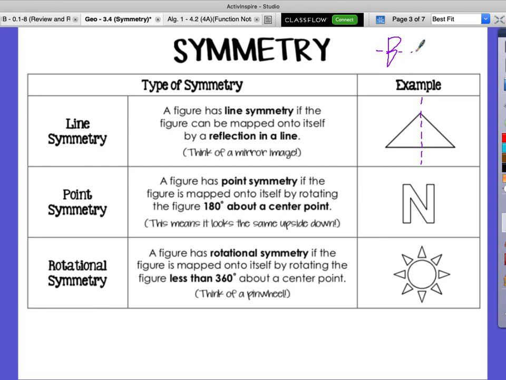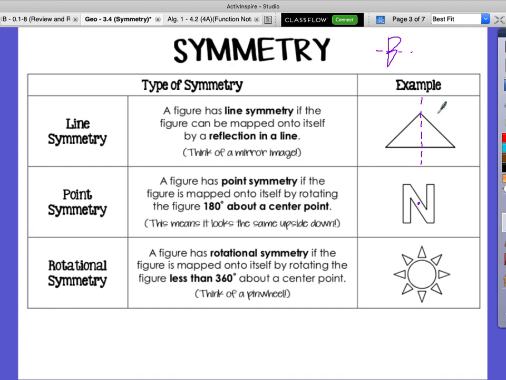Next is point symmetry. It has point symmetry if it's mapped onto itself by rotating it 180 degrees around the center point. So if you have the point in the center, and we take this end and spin it around, what are we going to get? The same exact end. Think of it as if it looks the same upside down. If you flip your paper upside down, you still have an end there. I want you guys to draw this point and draw this line in there, please.